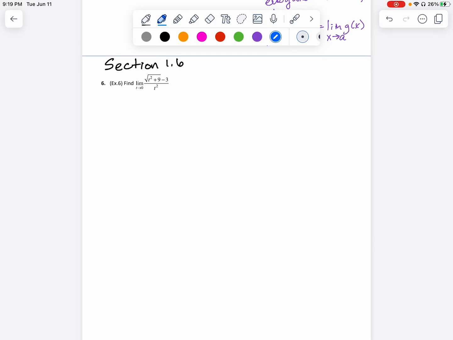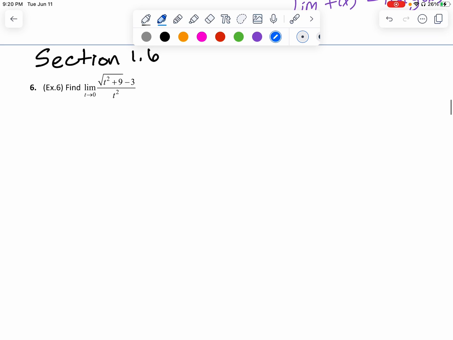In this problem, we want to evaluate the limit, but we get 0 in the denominator if we try to plug in 0 for t. So we need to simplify this function. One way I can simplify it when I have a radical in there is to get rid of that radical so I can start eliminating stuff and get that t out of the denominator.